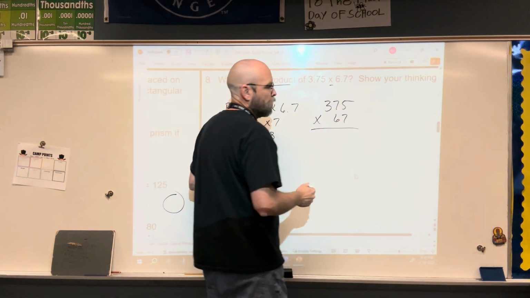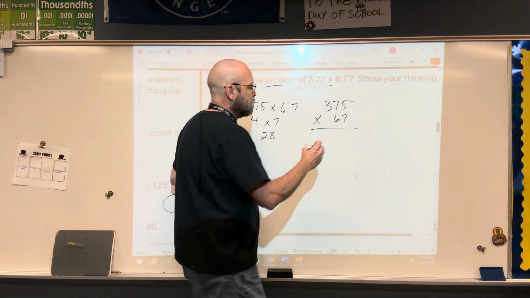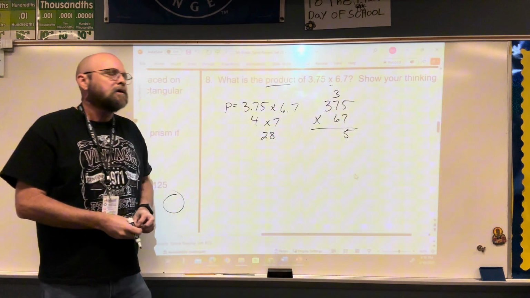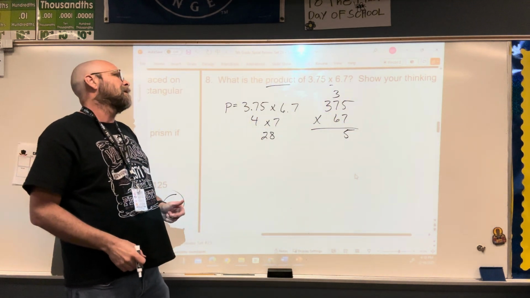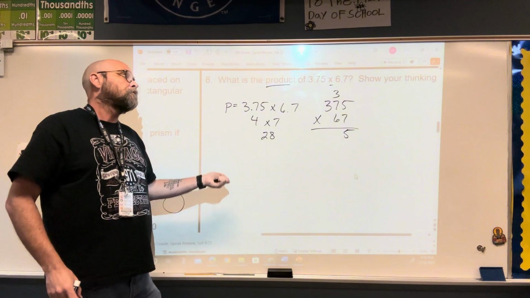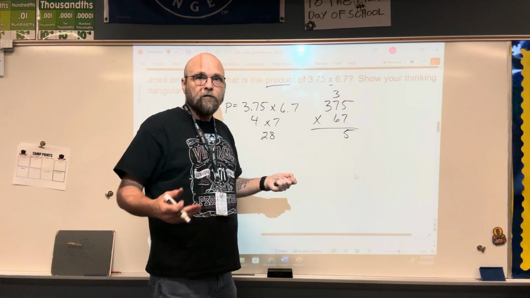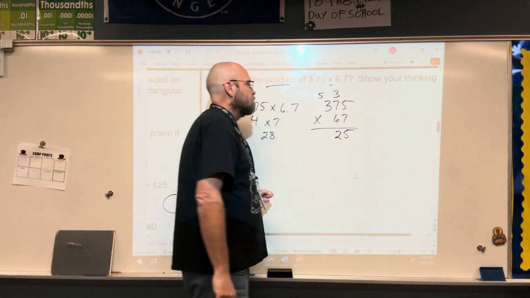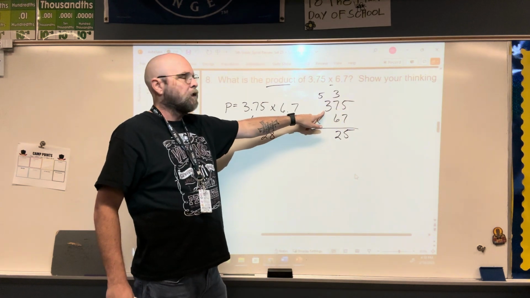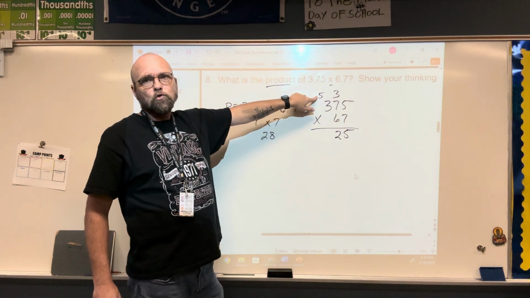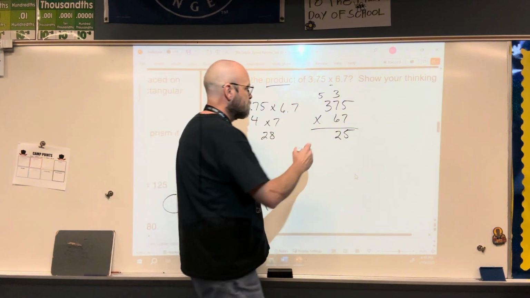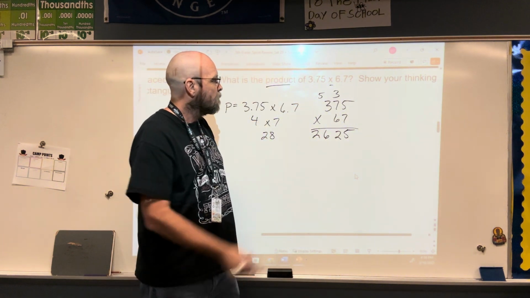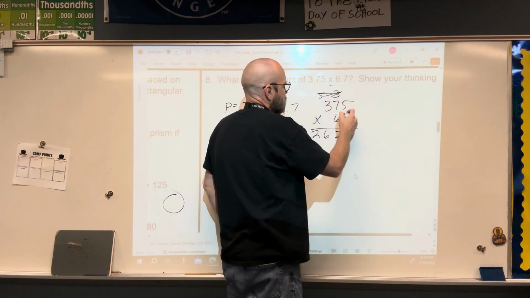7 times 5 is 35. So I have 35 ones, or 5 ones and 3 tens. 7 times 7 is 49, plus 3 more, 50, 51, 52. So I have 52 tens, or 2 tens and 5 hundreds. 7 times 3 is 21, plus 5 more is 26. So I have 26 hundreds, or 2,600.